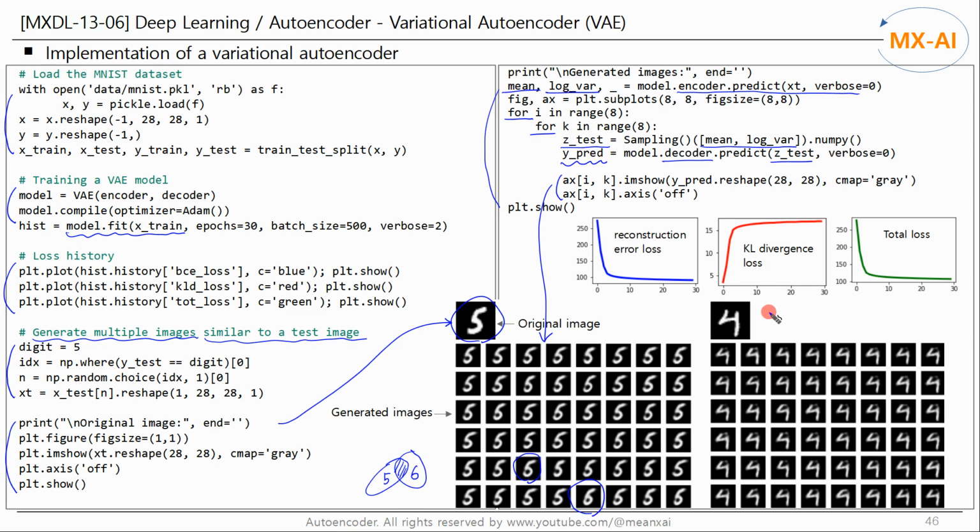The results of generating images similar to the digit 4 are as follows. Most of them are similar to the digit 4 image. Some are similar to digit 9 images.